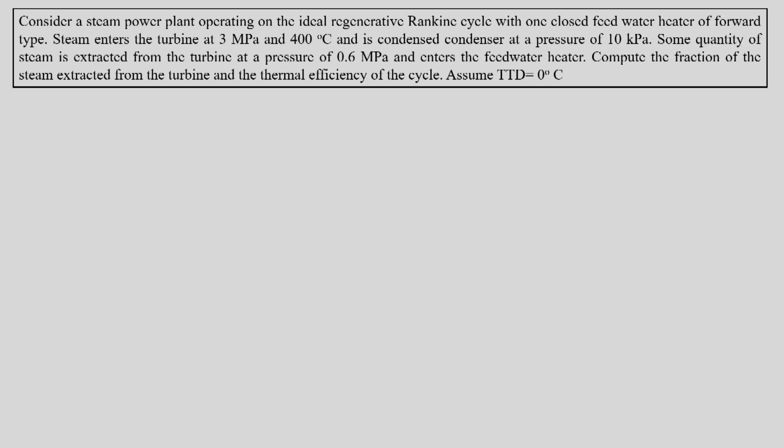The example reads: consider a steam power plant operating on the ideal regenerative cycle with one closed feed water heater of forward type. Steam enters the turbine at 3 megapascal and 400 degrees Celsius and is condensed in the condenser at a pressure of 10 kPa. Some quantity of steam is extracted from the turbine at a pressure of 0.6 megapascal and enters the feed water heater. Compute the fraction of the steam extracted from the turbine and find the thermal efficiency of the cycle. Assume TTD to be 0 degrees Celsius.